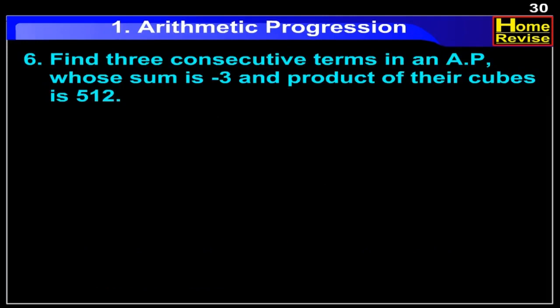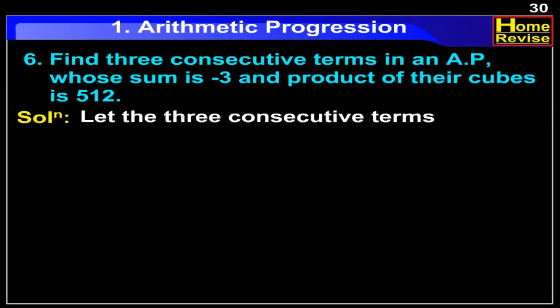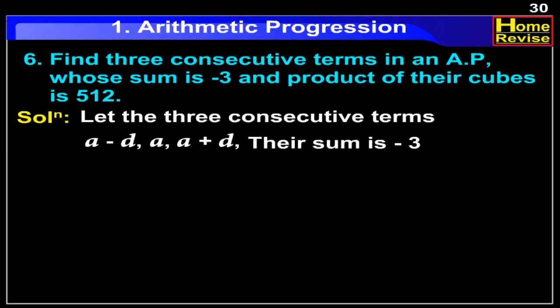Find three consecutive terms in an arithmetic progression whose sum is minus 3 and product of their cubes is 512. Solution. Let the three consecutive terms be a minus d, a and a plus d. It is given that their sum is minus 3. Therefore, we have a minus d plus a plus d is equal to minus 3.